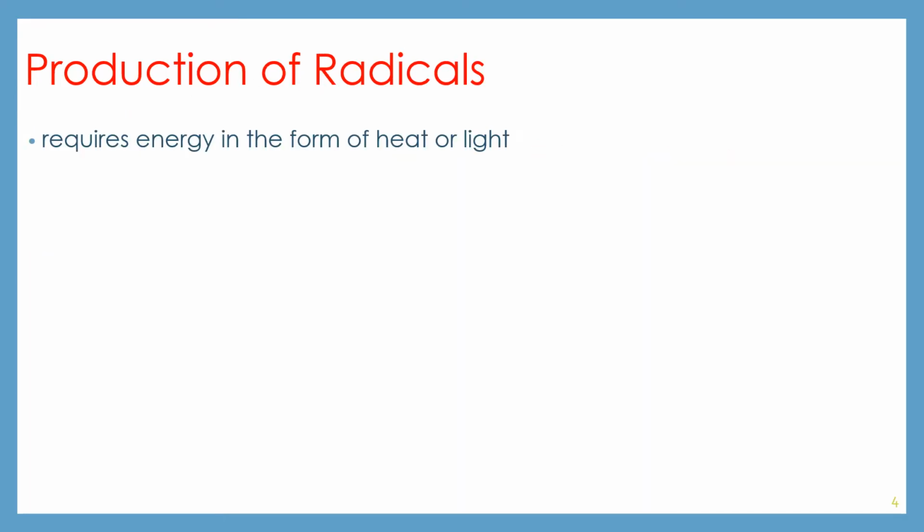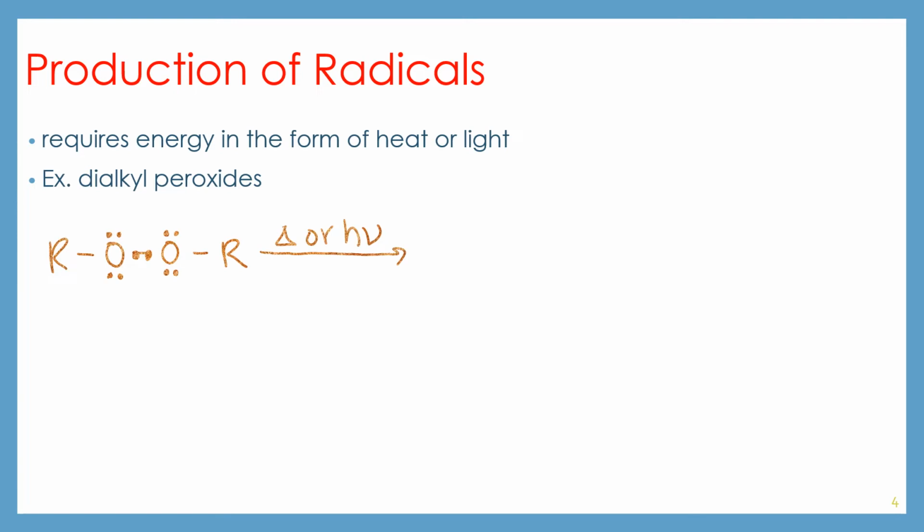So let's talk about how radicals are produced. The production of radicals requires energy in the form of heat or light. So for example, dialkyl peroxides. You've seen ROOR used pretty frequently so far in our anti-Markovnikov additions. When these are exposed to heat or light, each oxygen takes an electron with it, and you end up with 2 equivalents of an alkoxyl radical.